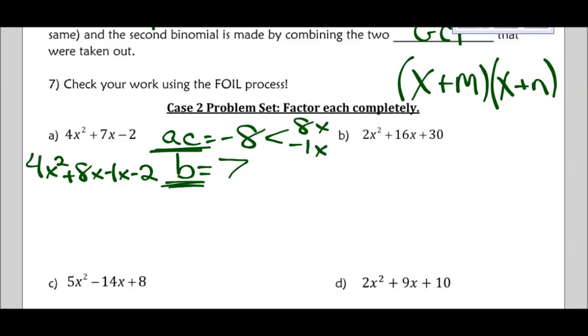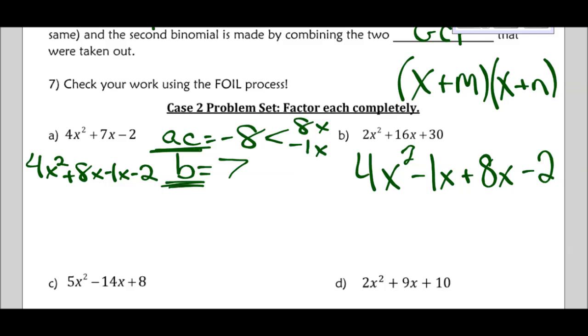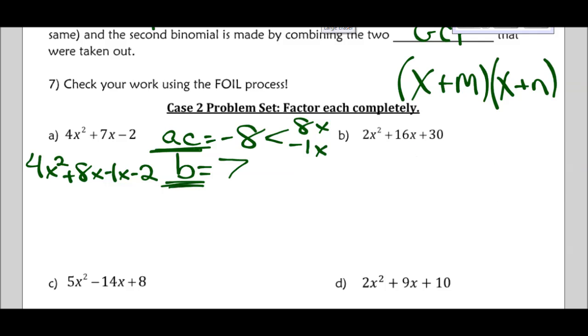The order actually doesn't matter. If you happen to do it the other way around, if you did it with the negative 1x in front and the 8x second, it doesn't change anything. That and that are the exact same thing. Okay, so I think that was step 4 where we did the splitting. So that was splitting this term into that and that.